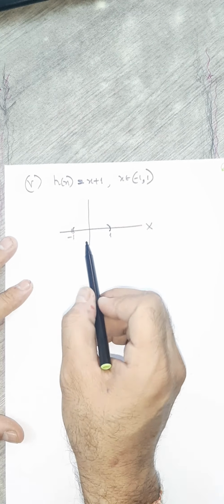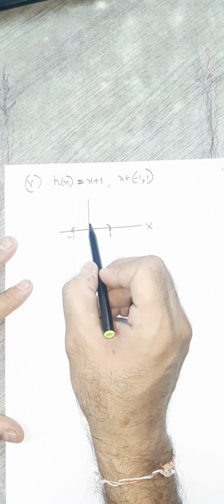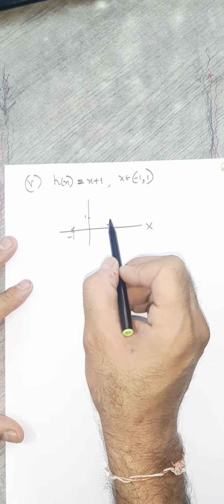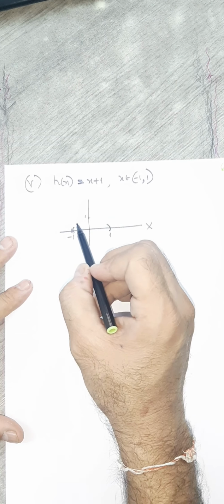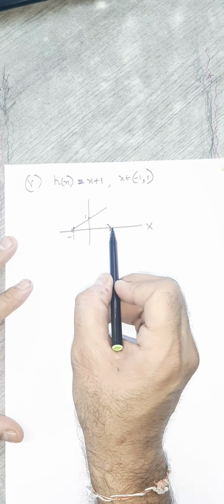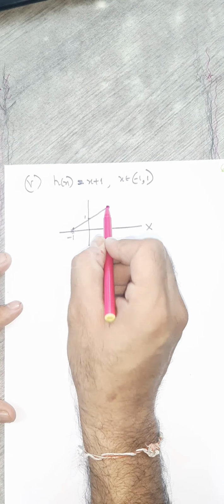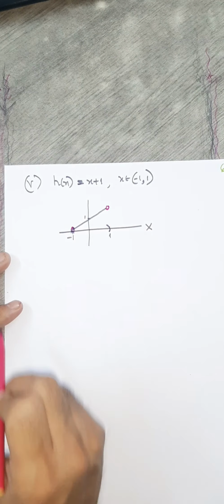If I, for example, think about minus 1, then this will be 0. So it starts from here. If I take 0 here, then it will be somewhere here, and 1 then 2. So it will be like this roughly. But this 1 is not included here, so I'll just write an open circle. 1 is not included, and here minus 1 is not included.